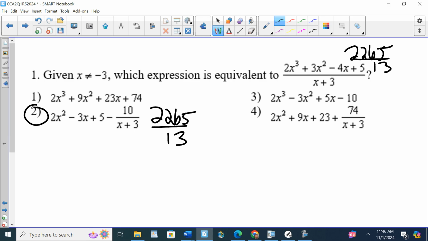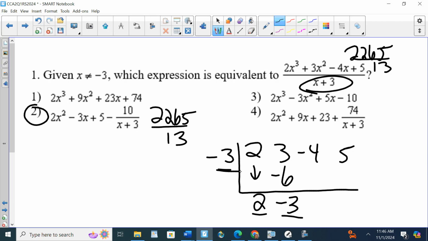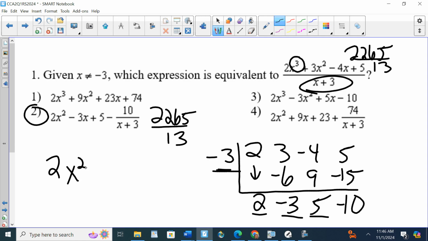However, if you want to do this mathematically, synthetic division: 2, 3, negative 4, 5, capital L with a long bottom. The opposite of what I'm dividing by goes outside. First number comes down, multiply, add. Outside times bottom, negative 6, add. Multiply what's outside with what's on bottom, 9, add. Multiply, add. I decrease my original highest exponent by 1, so it's 2x to the second minus 3x to the first plus 5, and the remainder goes over the divisor.